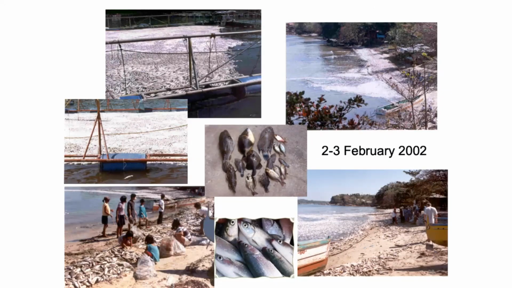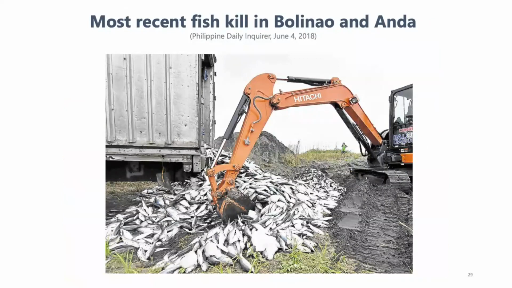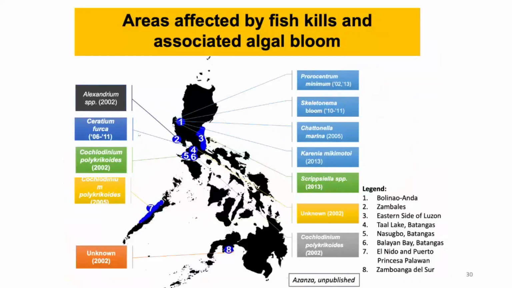During the massive fish kill in 2002, not only the milkfish died, but also reef fishes, as seen in the picture at the center. Here is a newspaper report of another recent fish kill in Bolinao and Anda. This is a map of areas affected by fish kills and associated algal blooms in the country. You will notice that the most number of occurrences is in Bolinao and Anda, which is seen as number 1 in the map.